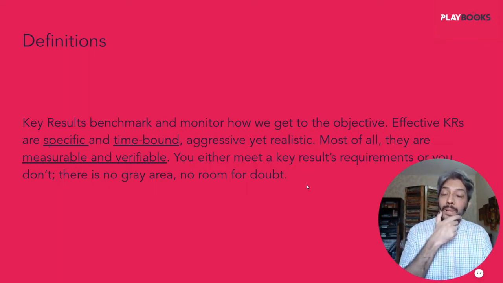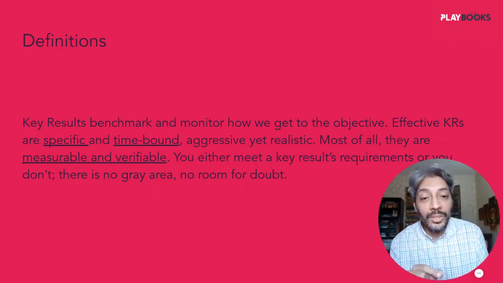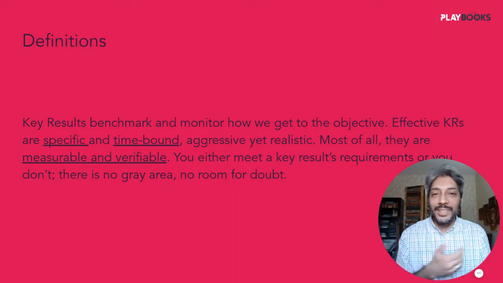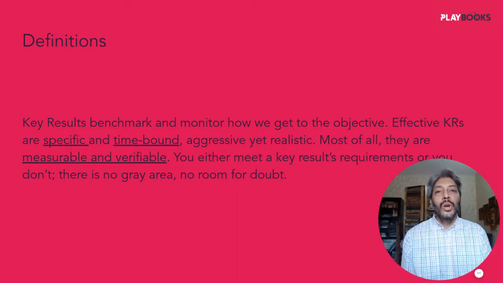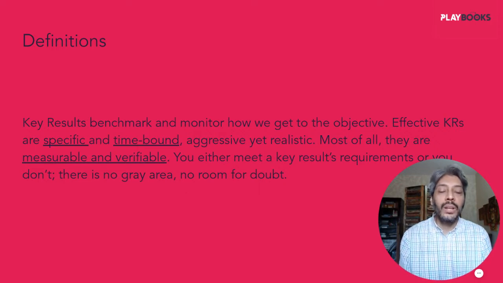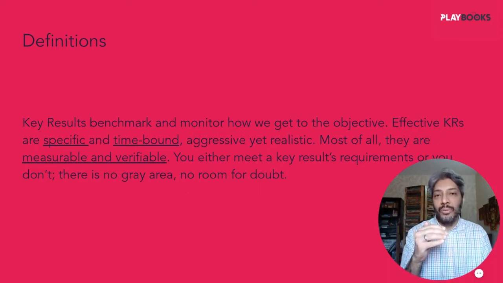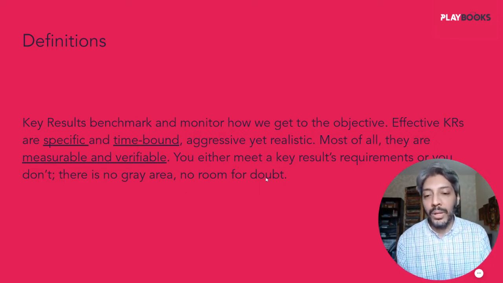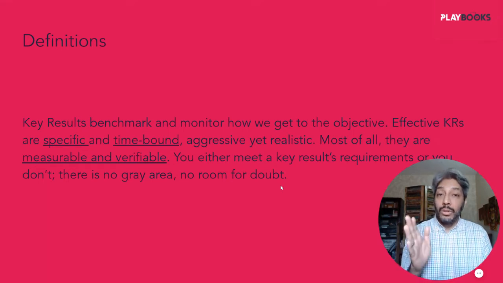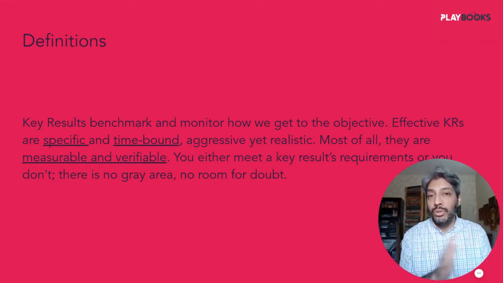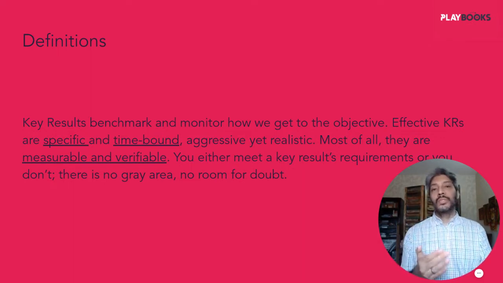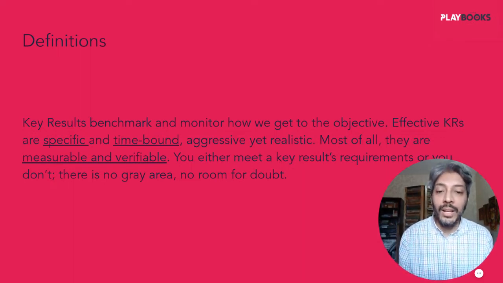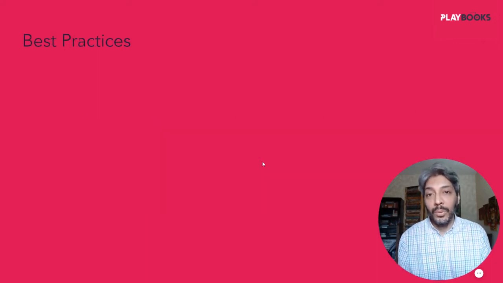Now, the other great part about this is that you either meet a key result's requirements or you don't. It's usually very black and white, but there is a nuance there. Most key results are not 0 or 1. There is a way of grading them, and we'll talk about it. But usually in terms of what has to be achieved, you should have no doubt about what needs to be achieved. So you should know what success looks like, and you should know what failure looks like. So there should be no room for doubt.